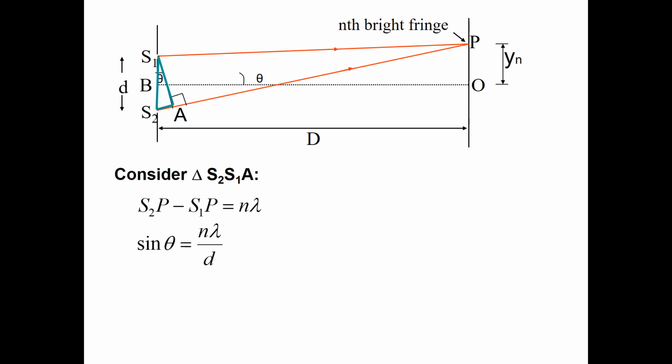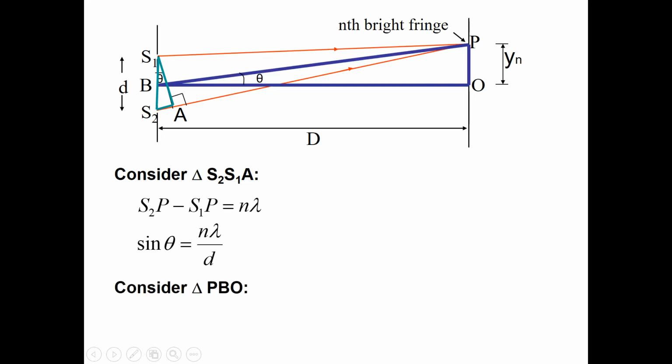Then looking at the triangle S2, S1, A, I label this angle theta here, so sine theta will be equal to opposite, which is S2A. S2A is the path difference, which is n lambda, divided by the hypotenuse, which is d. So sine theta equals n lambda over d.